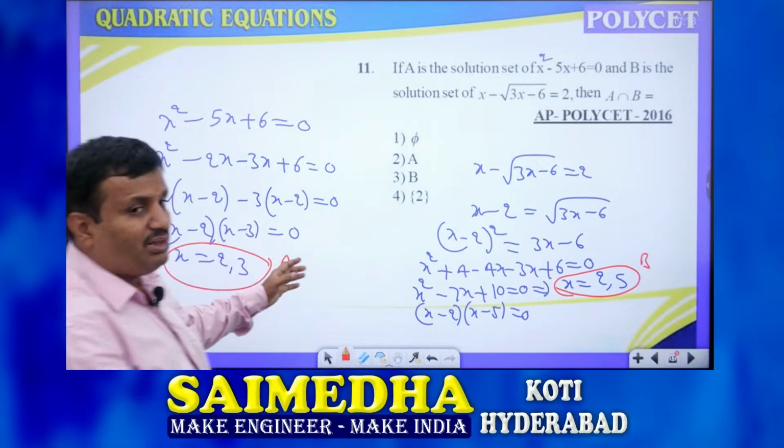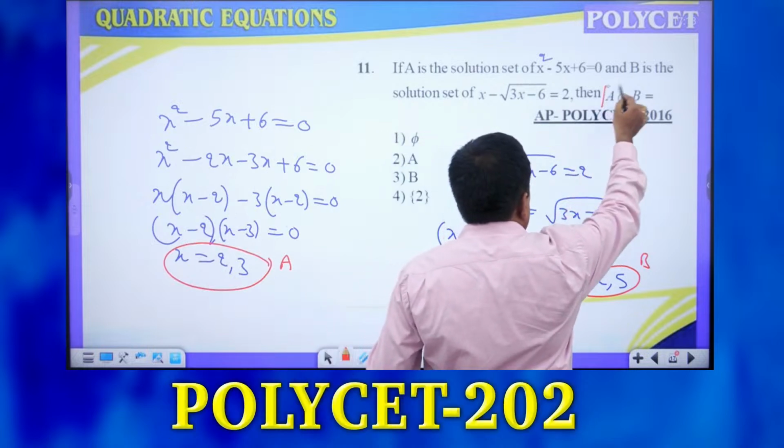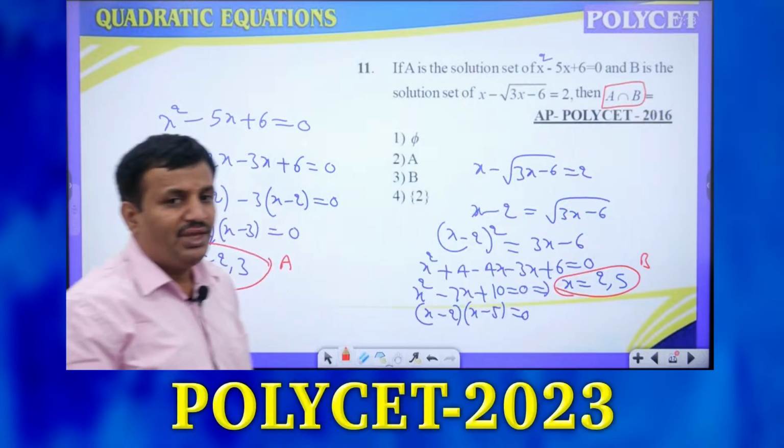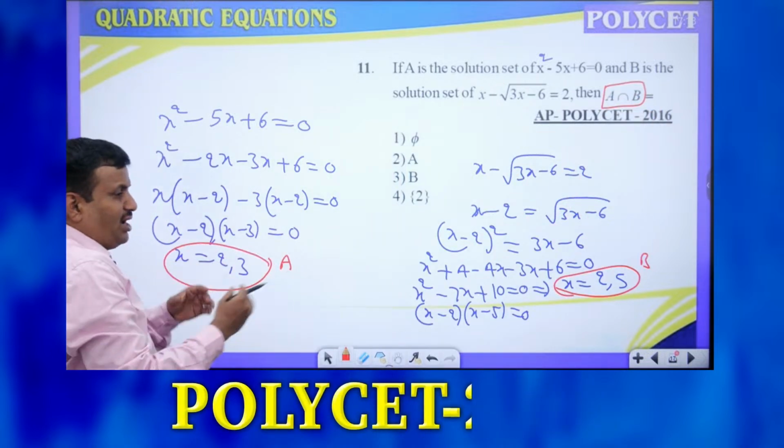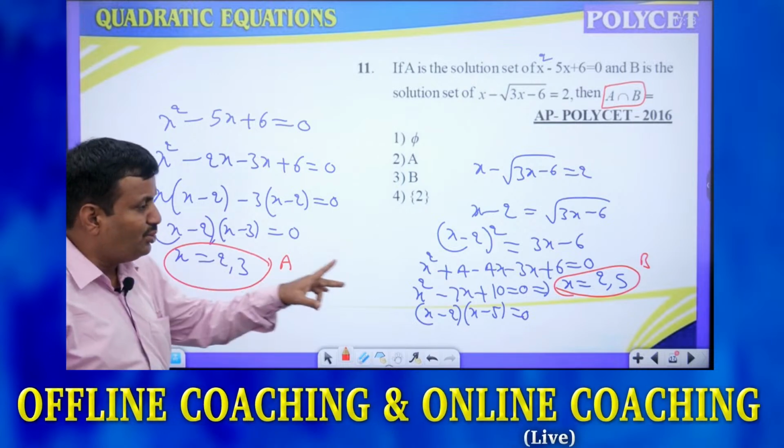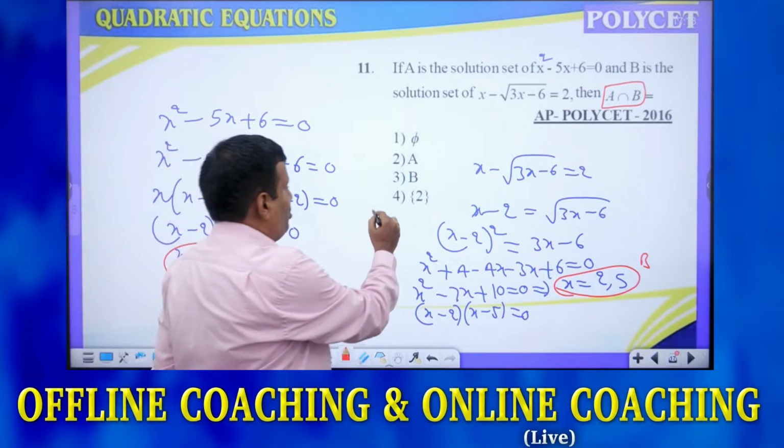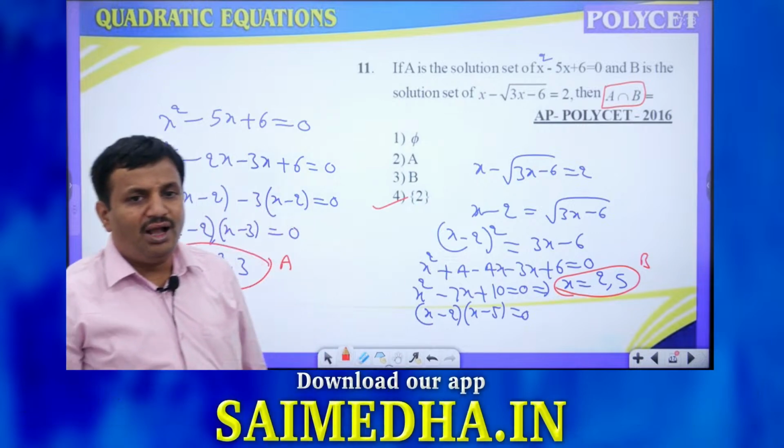A intersection B. Look at A intersection B. He is asking us for the common set, common roots. A intersection B. Which is the common root here? Out of 2, 3, and 2, 5, what is the common root? 2 is the common root.